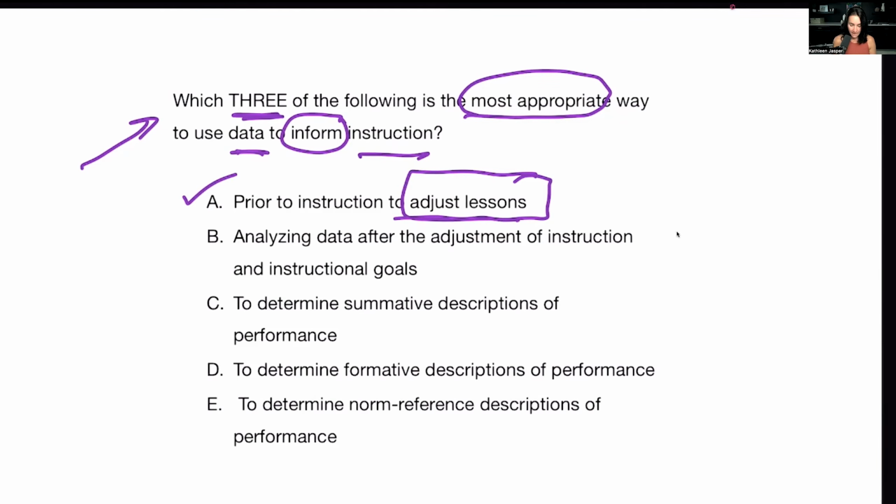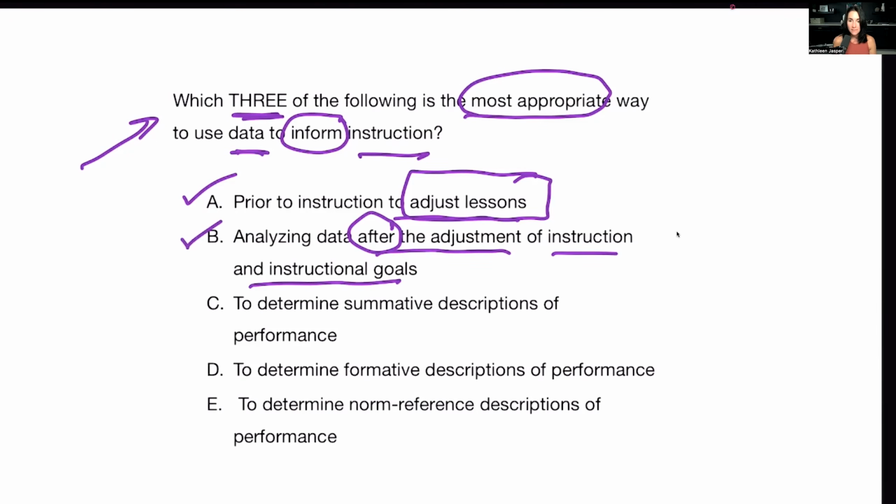B, analyzing data after the adjustment of instruction and instructional goals. Well, the word after might trigger you to say, no, that formative is during, but adjusting instruction and instructional goals is happening during the learning. We might have a goal in reading, and we might see that students are struggling to get to that goal. So we might then adjust the goal a little bit to work on some support skills before we get to that bigger goal. So B is actually a good answer choice here as well.